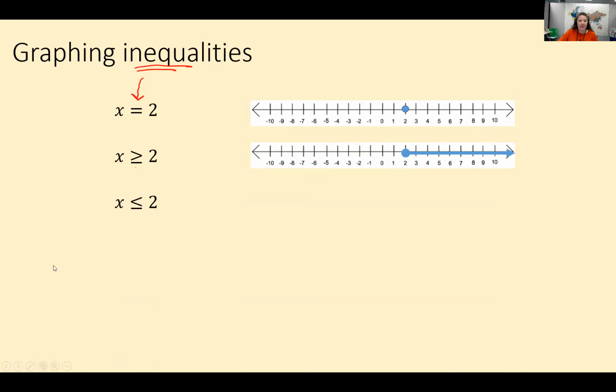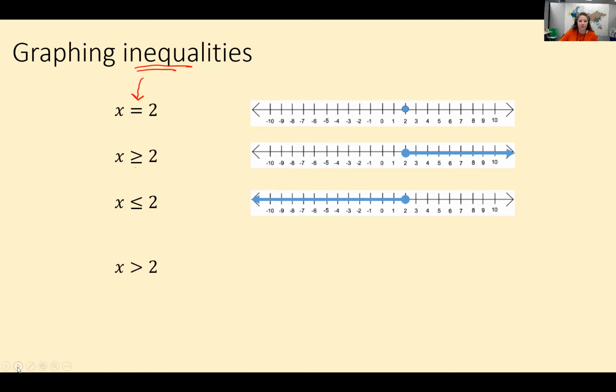The next inequality says x is less than or equal to 2. So once again, we still see that x could be 2 or less than 2. So x could be 1, x could be 0, x could be any negative number. So on a number line, we're going to put a solid dot on 2 because x could be 2 or any number to the left of 2 on a number line.